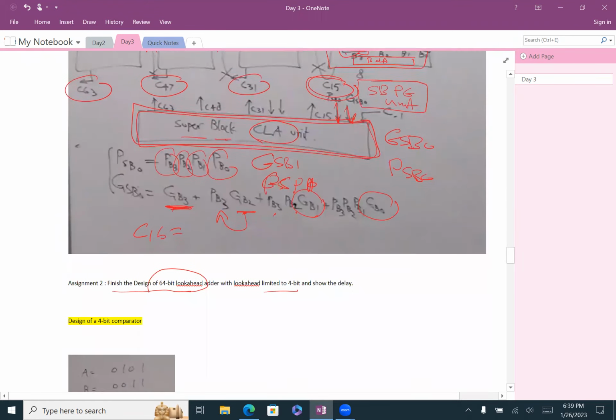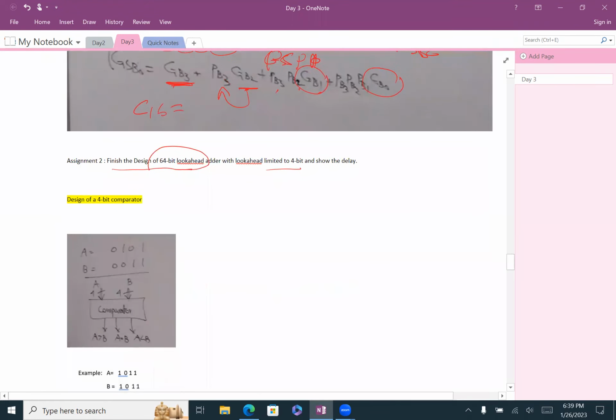You want to take a break very quick, guys? 5 minutes before we go to the next topic. I want to start with the comparator because it's really a nice topic. Yes.